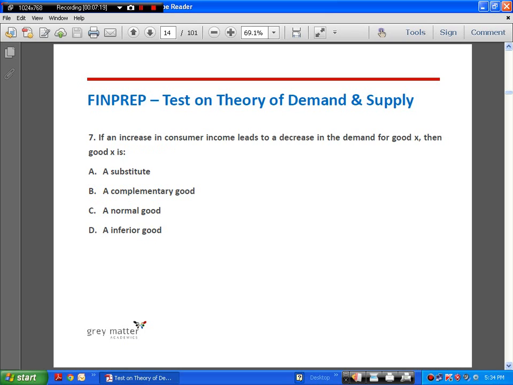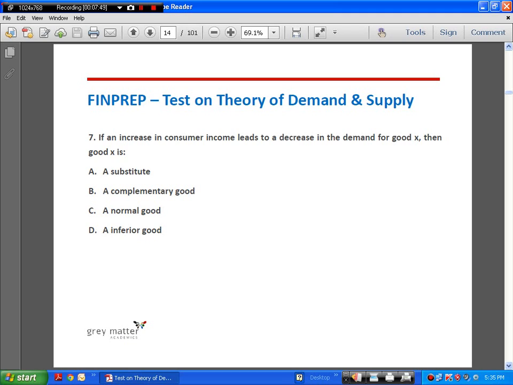The seventh question: if an increase in consumers' income leads to a decrease in the demand for good X, then good X is. So this concept is related to income elasticity of demand. Here we notice a situation where the consumer's income increases, but the demand for that particular good falls. So this happens in case of inferior goods.